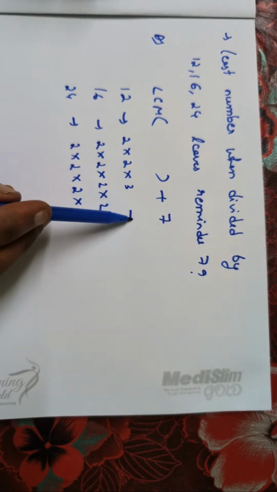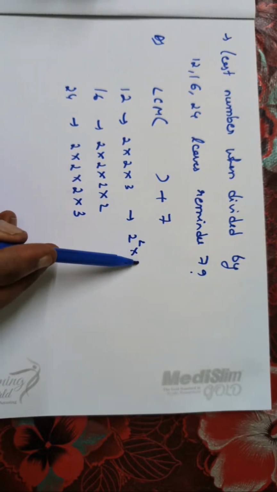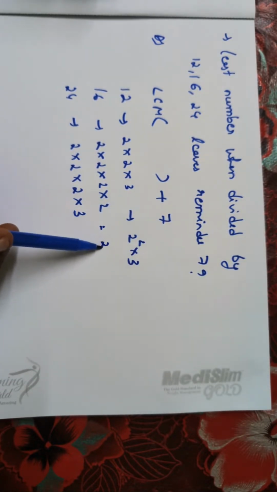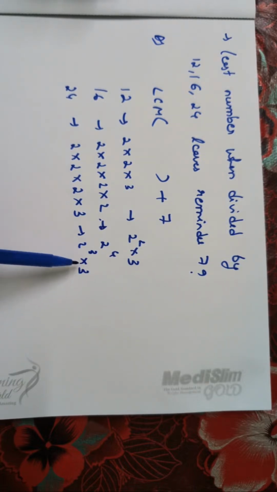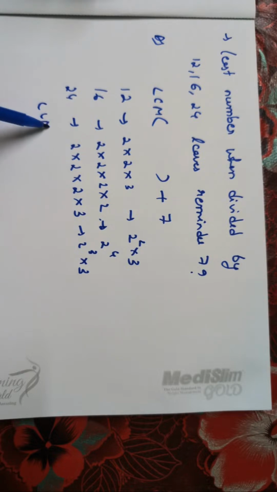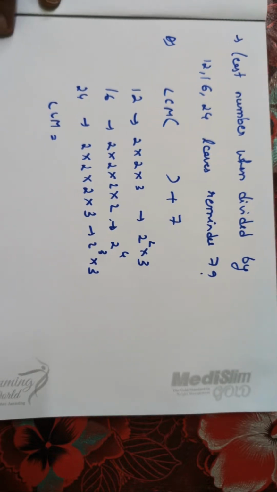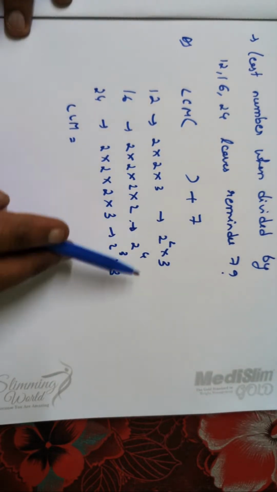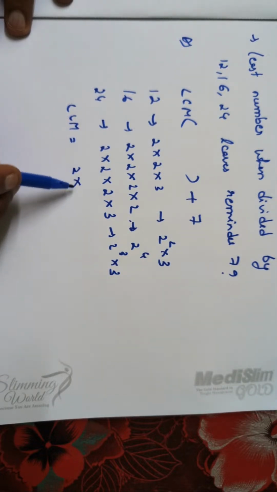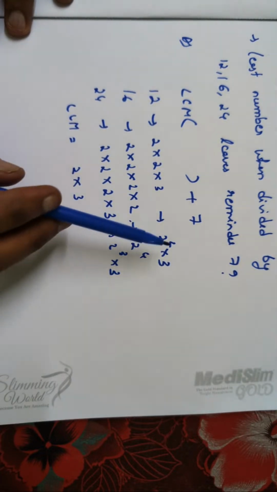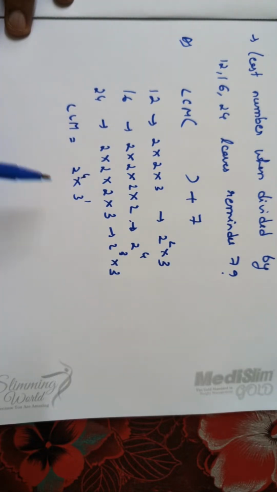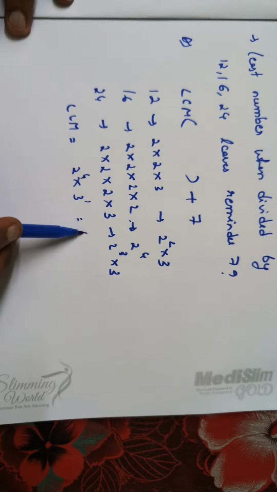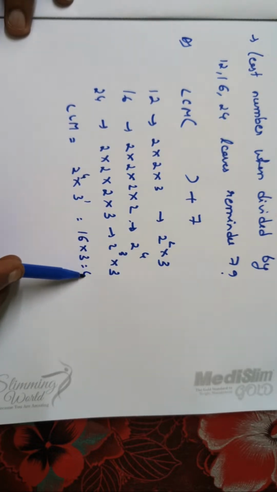So for the LCM, for 12 it is 2 square into 3, here it is 2 power 4, whereas here it is 2 cube into 3. The LCM has to be the product of the highest powers of the prime factors. So here the prime factors are 2 and 3. First write 2 and 3, then take the highest power. The highest power of 2 is 4, whereas the highest power of 3 is 1. So the answer will be 16 into 3, which is equal to 48.